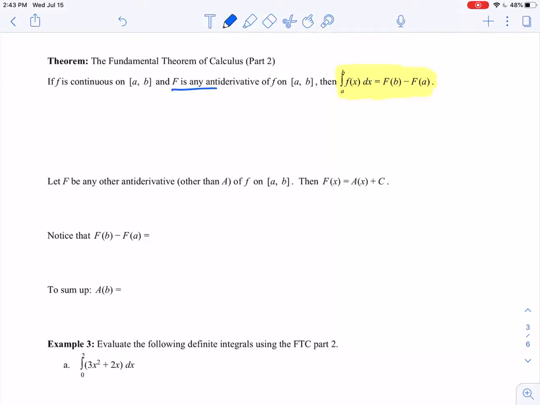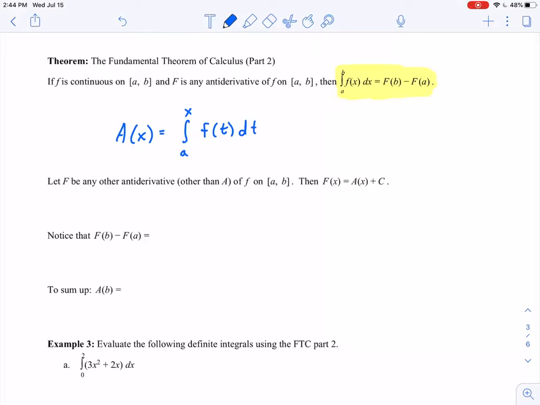We are going to find an antiderivative and then plug in our upper limit of integration, plug in our lower limit of integration, and then subtract the two. So in order to understand where this comes from, we're going to say here, let capital F be any other antiderivative other than A. Remember, we're going to use A of x to be that area function that we talked about in the last video. So the definite integral, let's say, from a to x of f of t dt. So this is what A looks like.